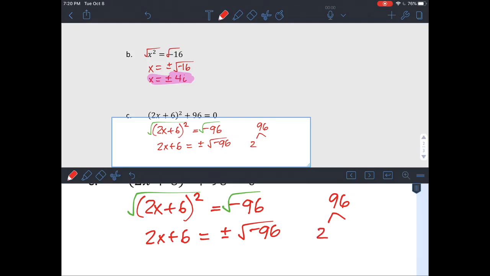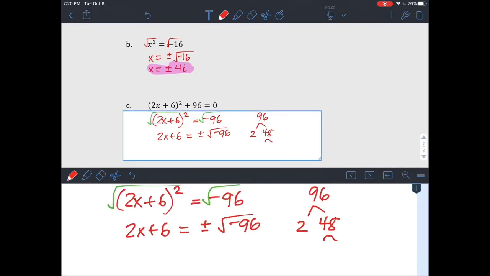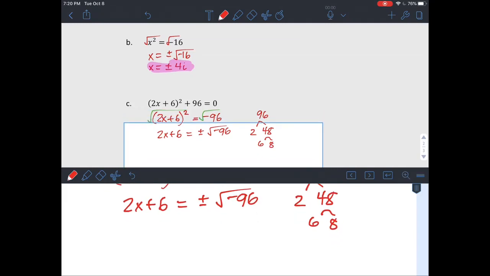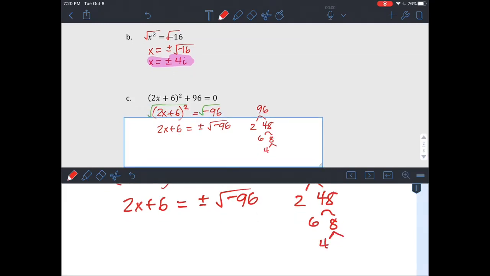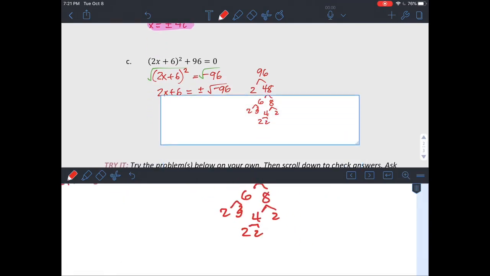Make a little factor tree of things that multiply to 96. And also, don't forget that we do have a negative 1 times our 96, so we will end up with an i when we take the square root of this as well. So we can bring out a factor of 2, two factors of 2.